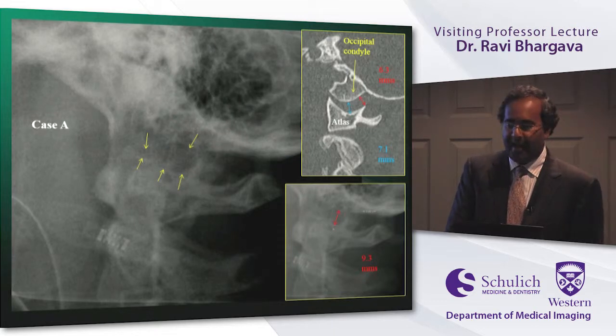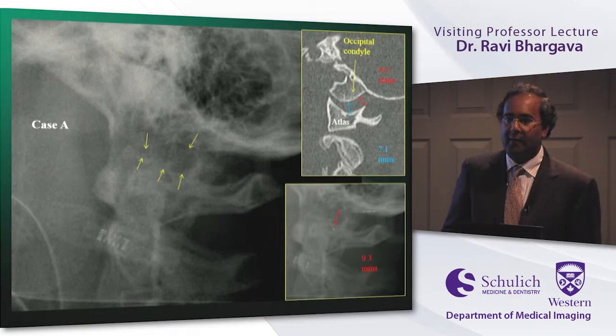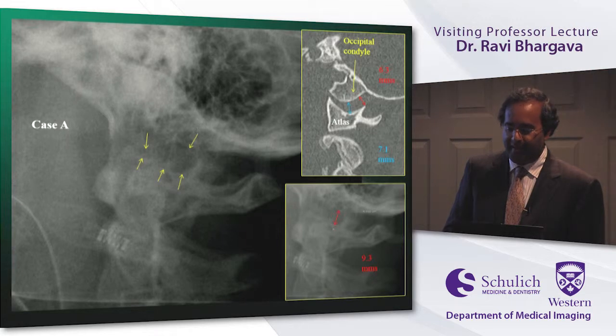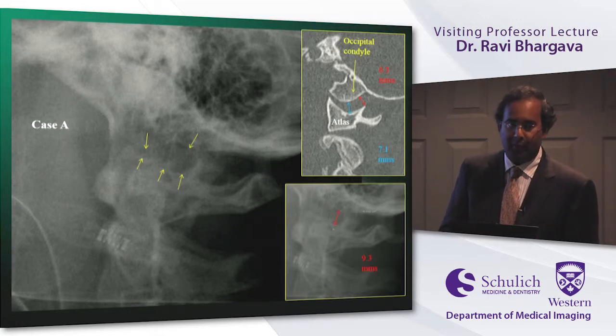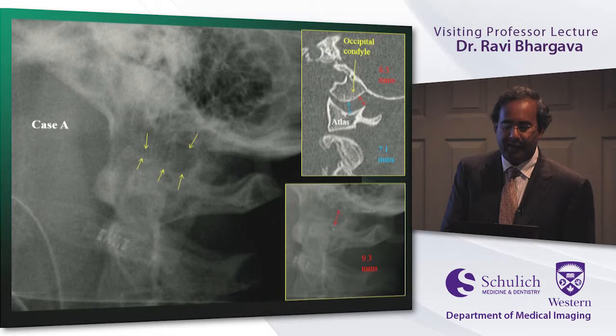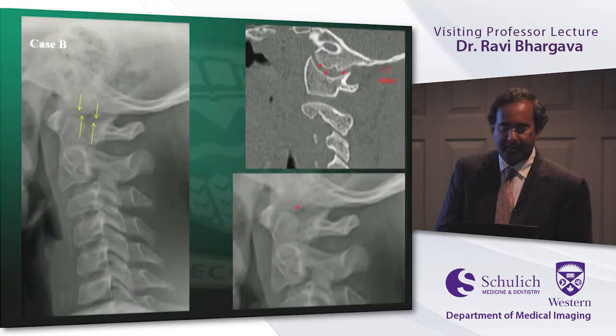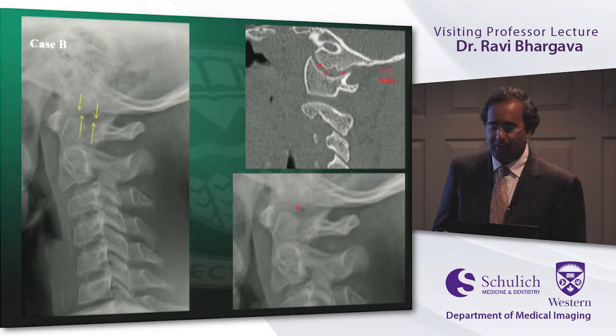And here's case A. If we look at the distance of this, you can see that there's widening along the posterior aspect of that atlanto-occipital articulation. And that distance actually measured up to 9 millimeters, so double what normal should look like. So case A is abnormal. It has atlanto-occipital dissociation. Case B, just for reference, that's normal. That shows just a normal distance of less than 3 millimeters.